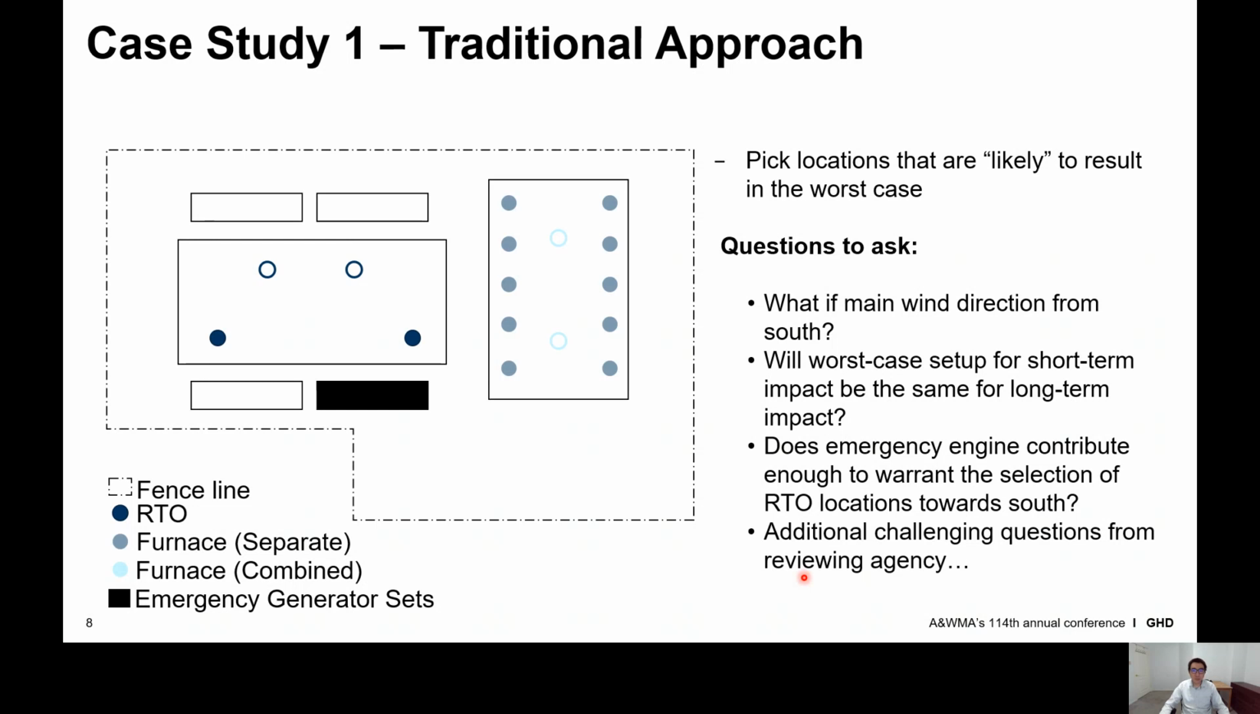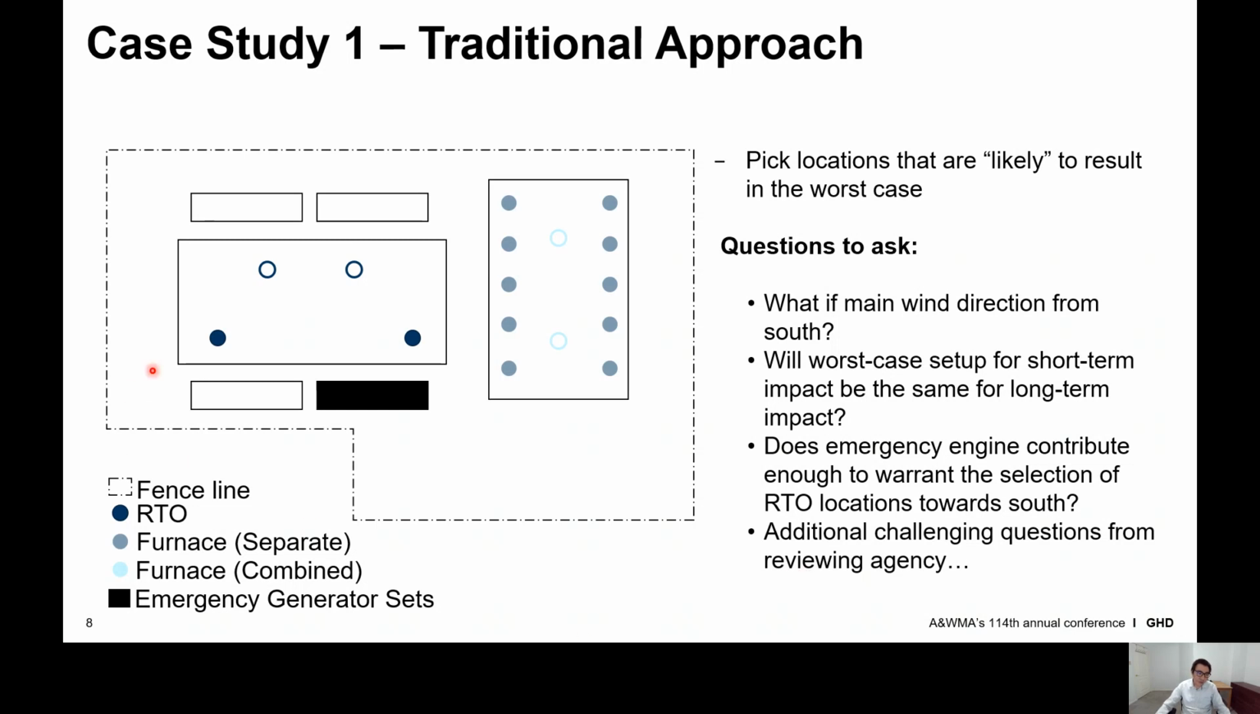So what's the traditional approach? Traditionally, we usually pick some locations because we think it's not that feasible to do the math, find a combination, and set up all the different input files for AERMOD, set up all the source groups that contain all the different possibilities. So we try to pick the locations that are likely to result in the worst case. So here is what we do.